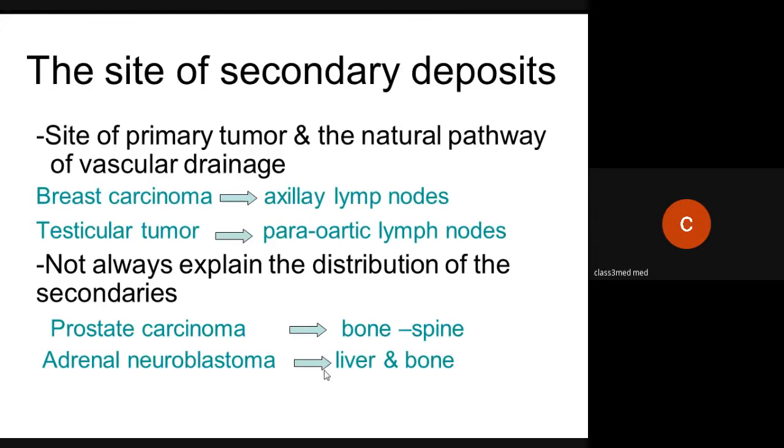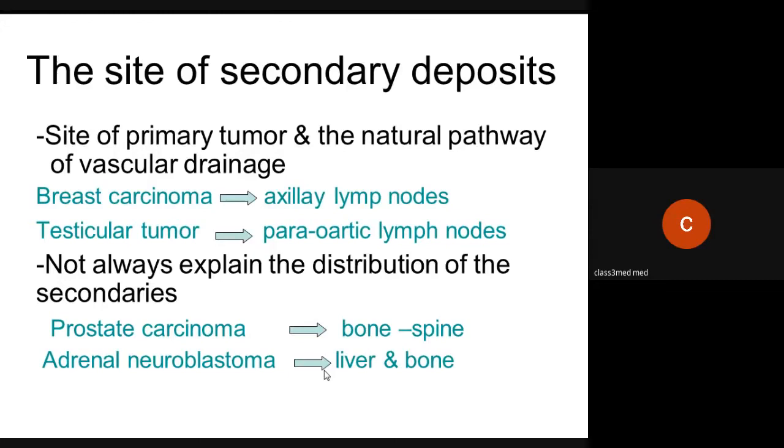To the liver, it is called Hepar syndrome. It also frequently goes to the bone, particularly to the orbit, the skull bone, the orbital bone, which is a common site. And it is called Hutchinson syndrome.